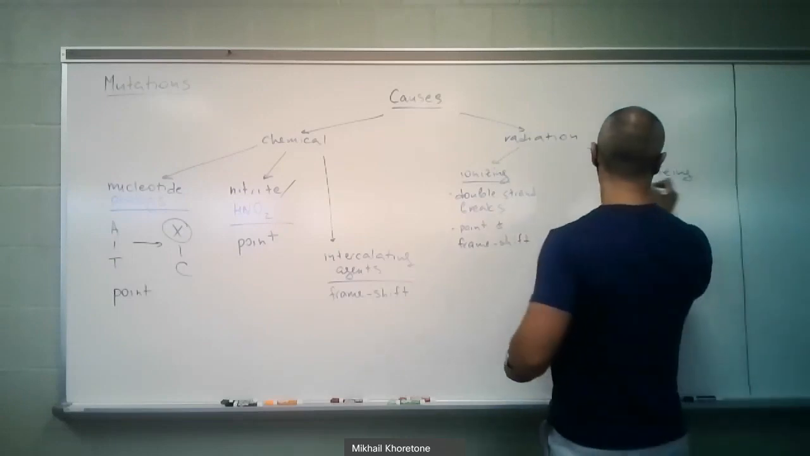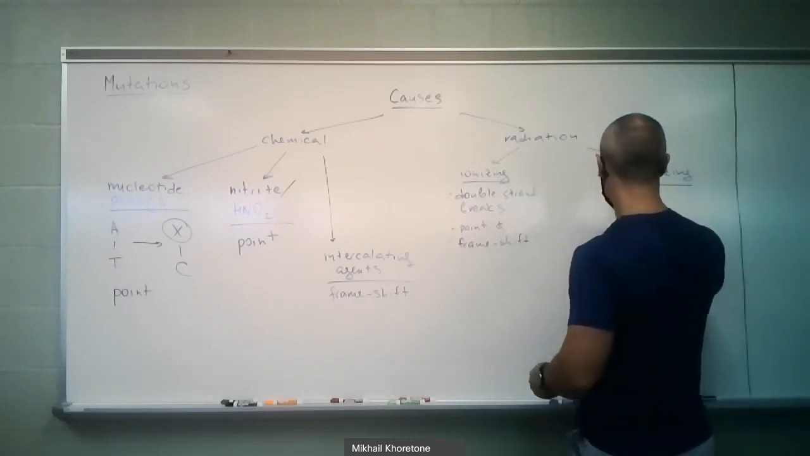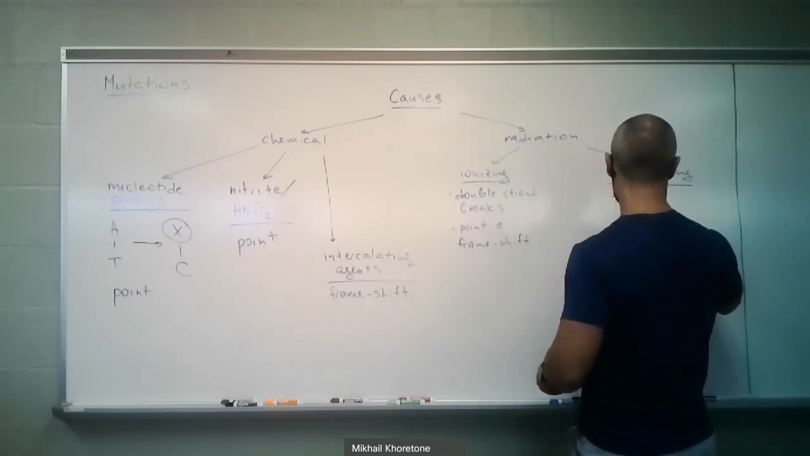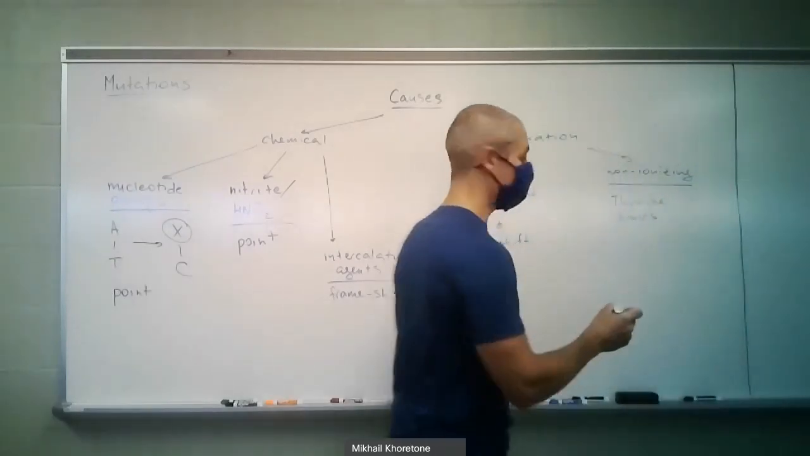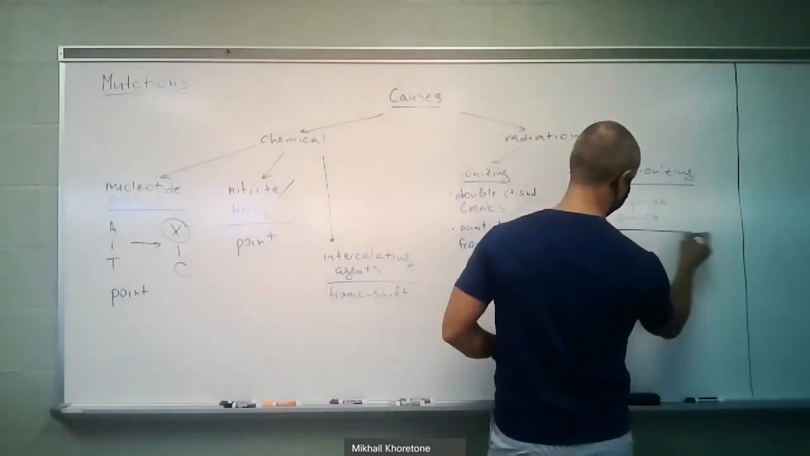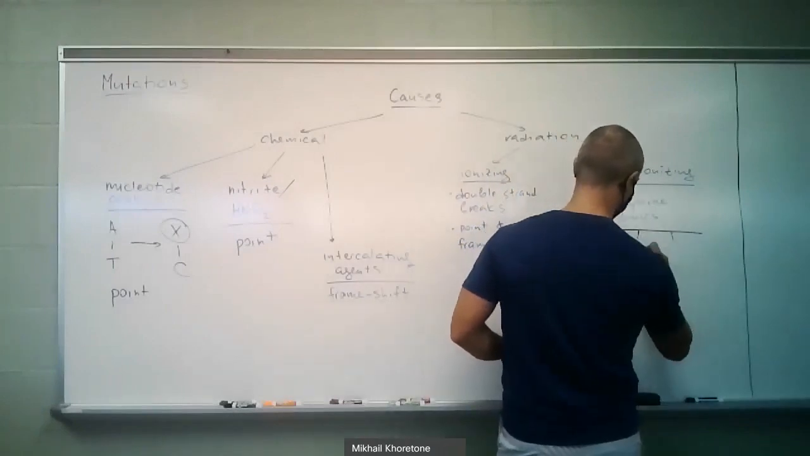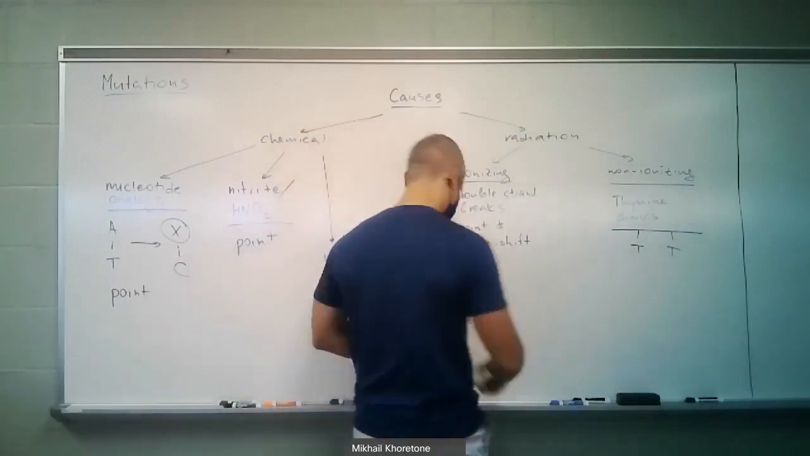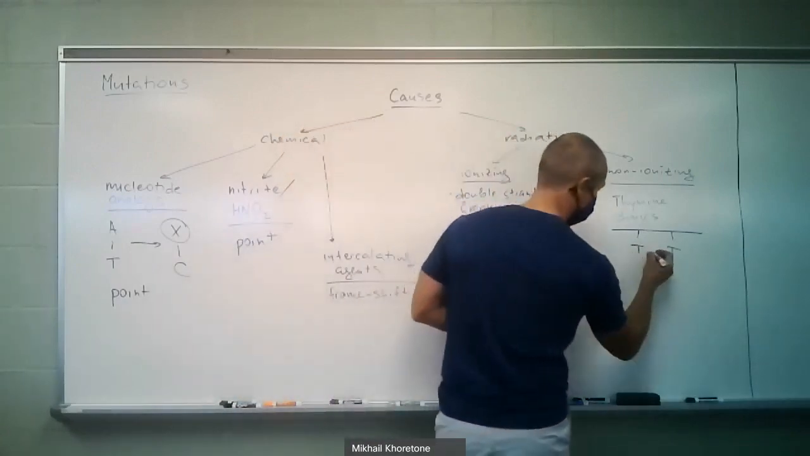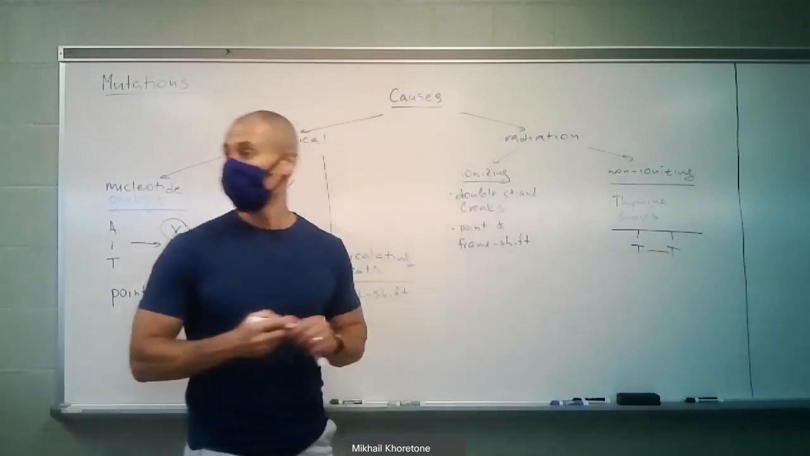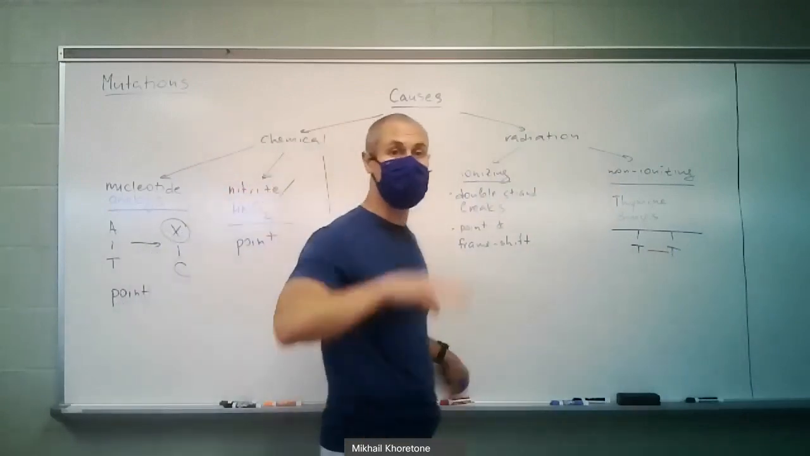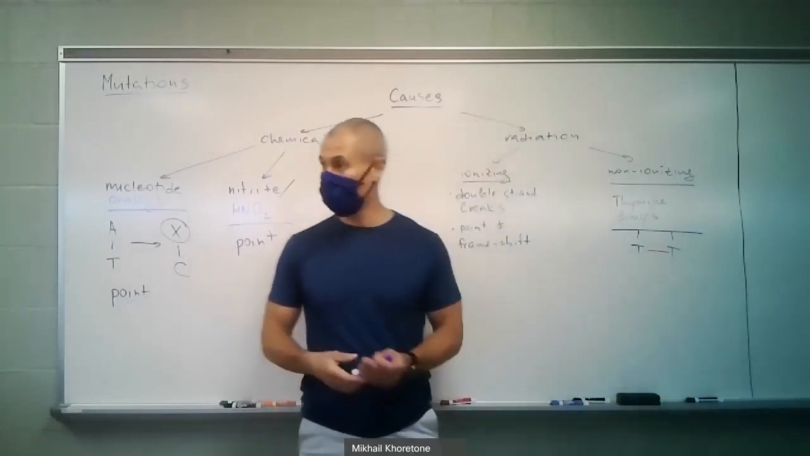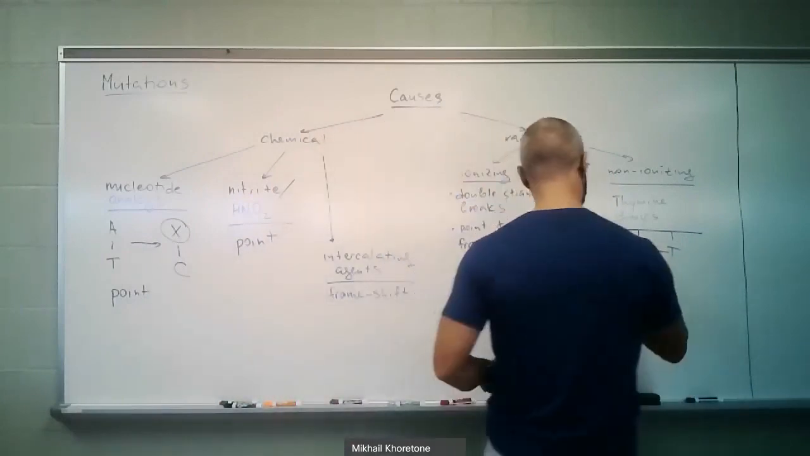Non-ionizing radiation, formation of thymine dimers. This is how it's going to look. Look at this. Imagine that you have a DNA strand and you have two adjacent thymines. There will be a bond formed between them. That bond will cause kinking of DNA and mistakes during the replication, so also point mutation.